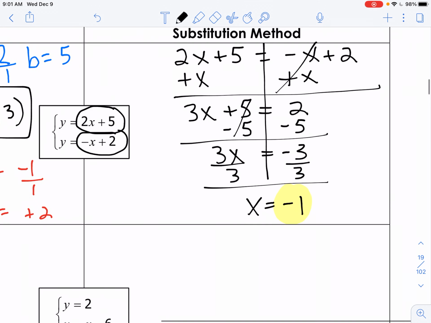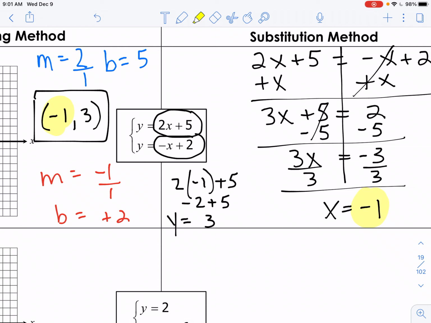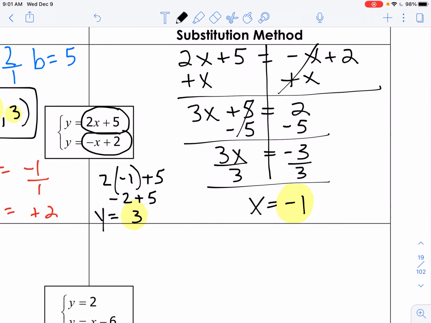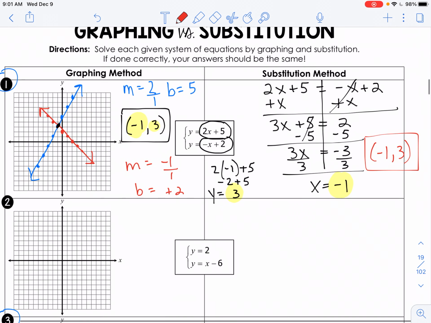Okay, now let's go back in and find y. I'm going to plug in my x value of negative 1 to find y. So I'm going to use the top equation. 2 times negative 1 plus 5 is negative 2 plus 5, which is 3. So y equals 3. And again, over here, y does equal 3. It's right there, so those two match. So again, I put my ordered pair as the final answer: negative 1, 3. Okay, so the left side matches the right side for our solutions.